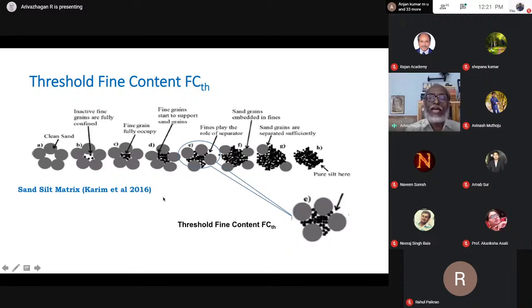So in our study, 30 to 40% is the threshold fine content. Up to 30%, the sand is dominant. After 30%, the silt is dominant. Therefore, it is called a sandy silt soil or silty sand. So the name is like that, but the behavior is completely changed.